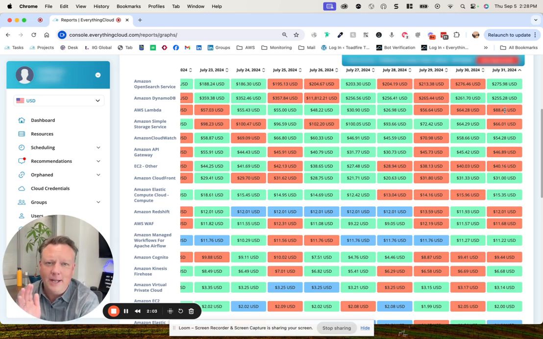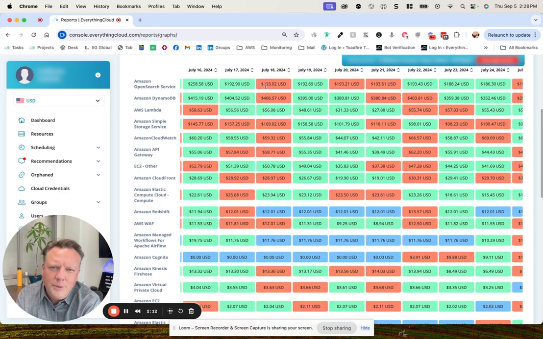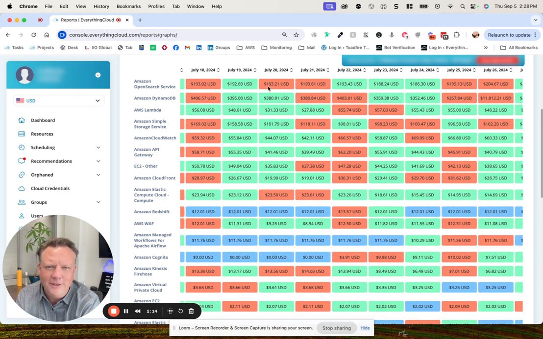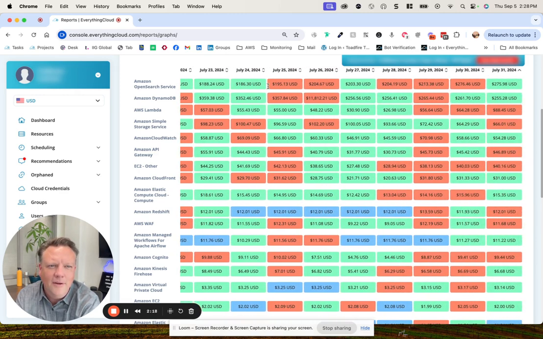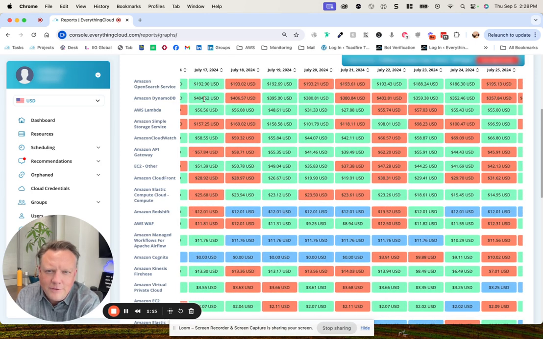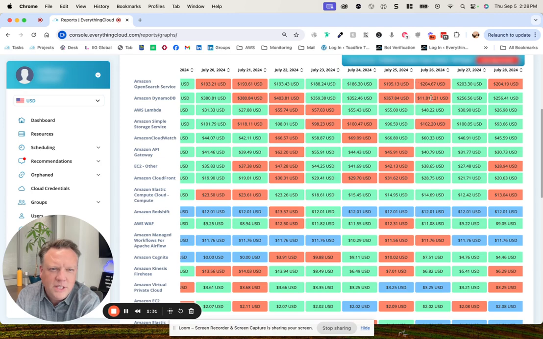But let's check out an anomaly. If we're looking at Amazon OpenSearch and flipping through here, we're about $200, $192, so about $200 a day on every one of these. Aha, but look at this Amazon DynamoDB. It's $400, $400, $400, $300. And then all of a sudden, on July 26th, it was almost $12,000.